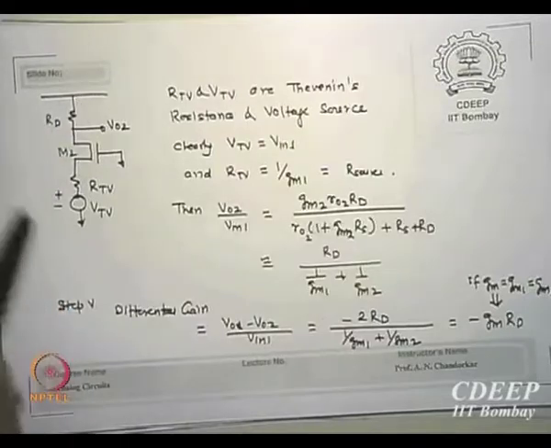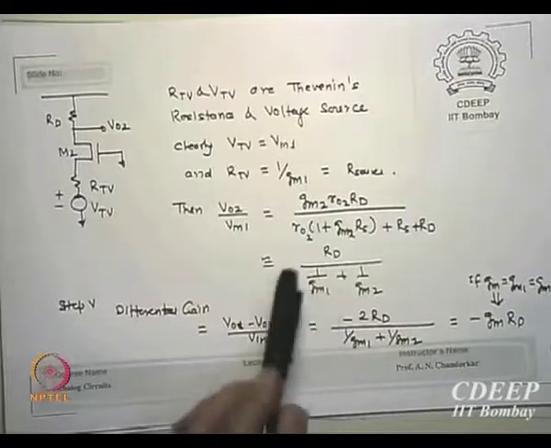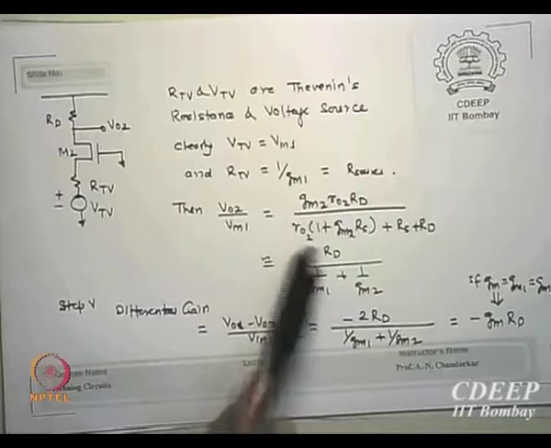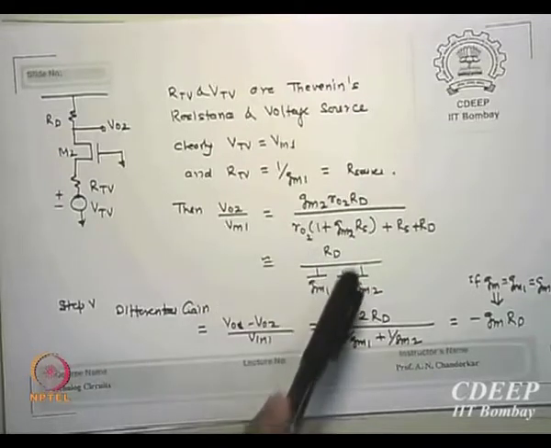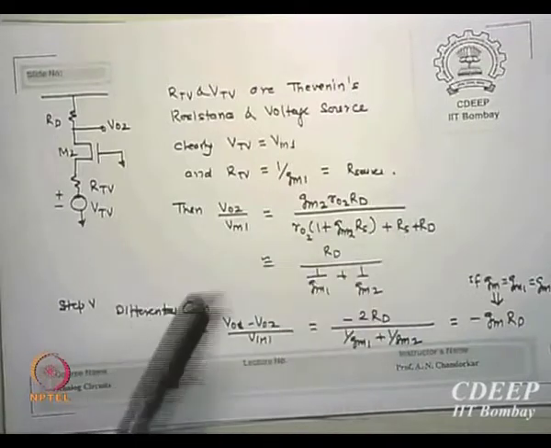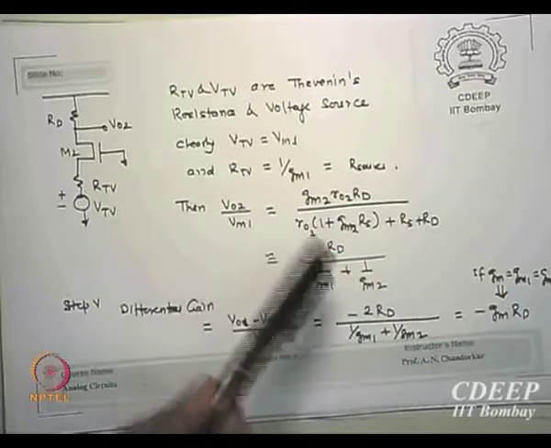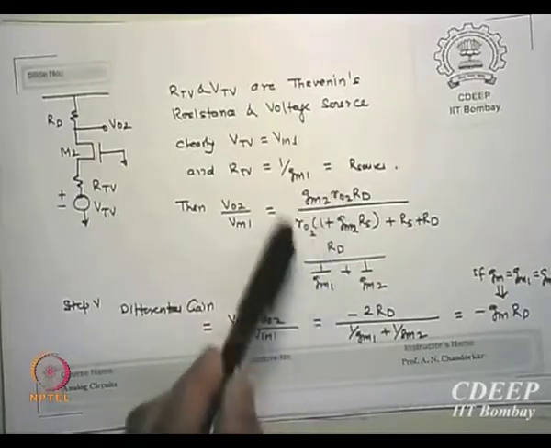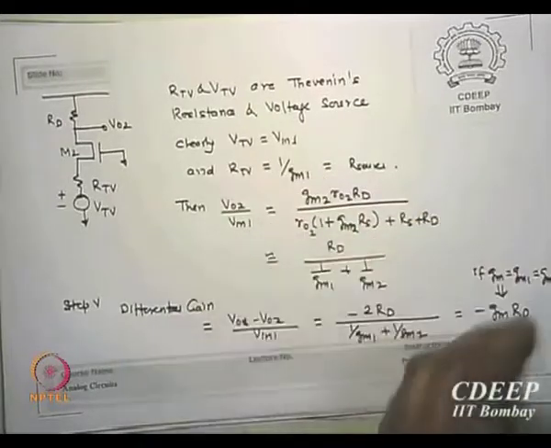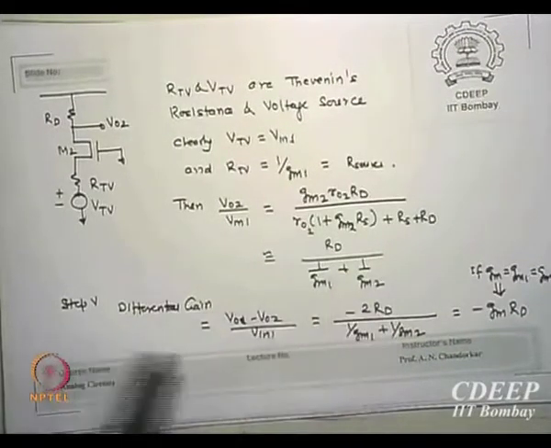ये सादा एम्पलीफायर का गेन निकाला मैंने VO2 by Vin1. If I do some mischief correctly, I would say this is also equal to 1 upon GM1 plus 1 upon GM2. Represent RS by 1 upon GM1. This is 1 upon GM2. ROs are much higher. Divide by GM2 RO2 on the denominator and collect the terms. Smaller terms neglect kiya. So this is RD upon this.